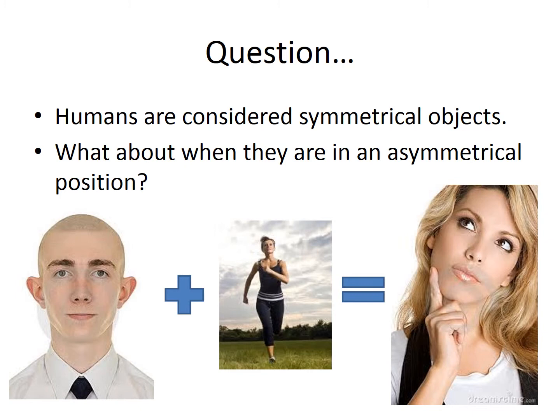Here's a question for you to get you thinking. Humans are considered to be symmetrical objects. What about when they are in an asymmetrical position? Think about it for a minute. So yes, humans are symmetrical objects, but if you were to take a picture, like let's say the picture in the center there, that would not be considered a symmetrical picture or a symmetrical position.